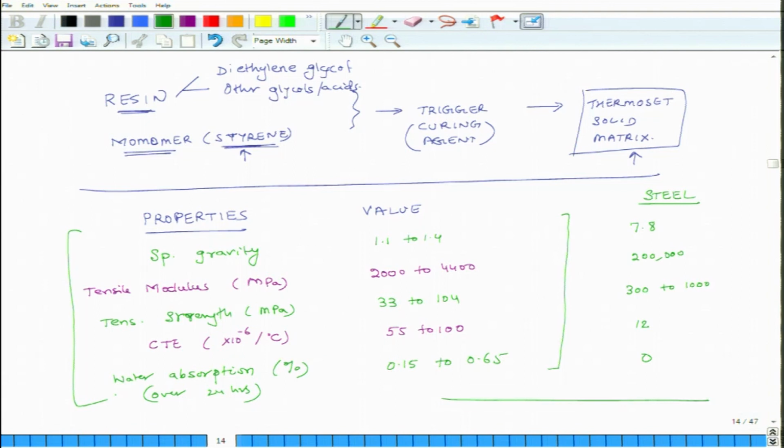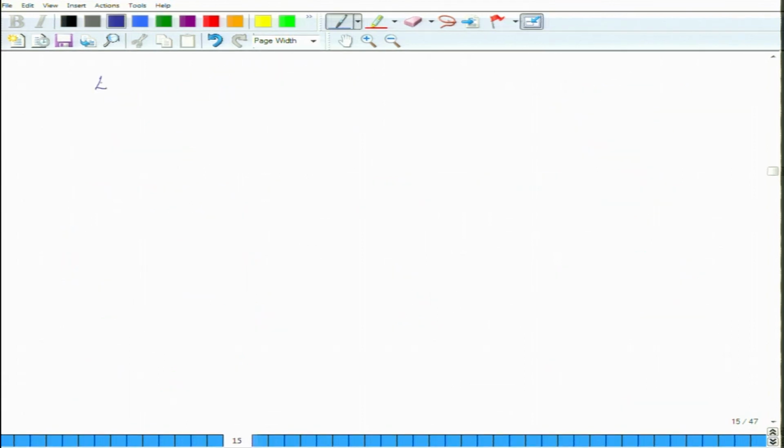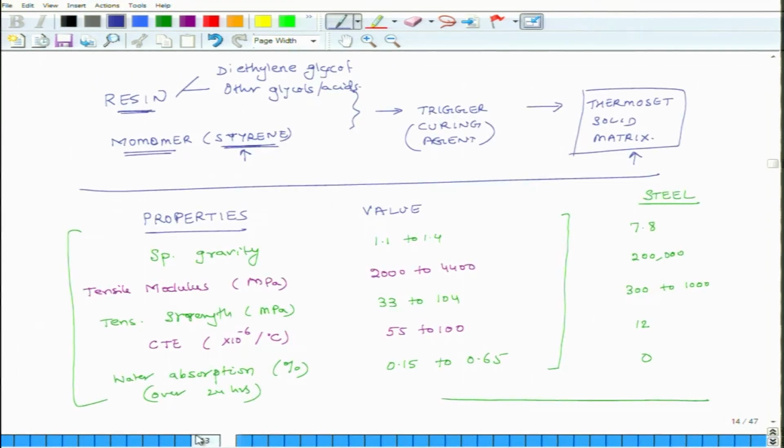Next, let us look at epoxies. This is also a thermoset resin. So, how do you get it in the market? Like polyester, you buy some resin, you buy a monomer, you mix them in some proportion and you add some trigger, or in some cases you may get a mixture of both together, and then you add trigger to it and it just starts curing.